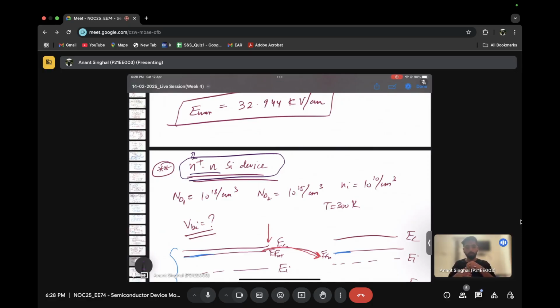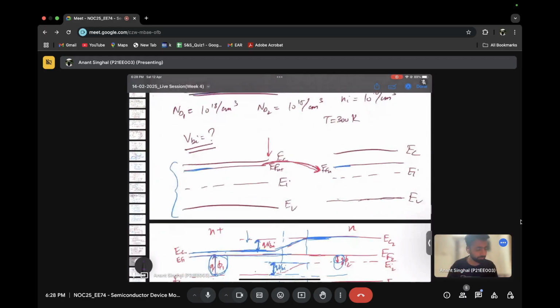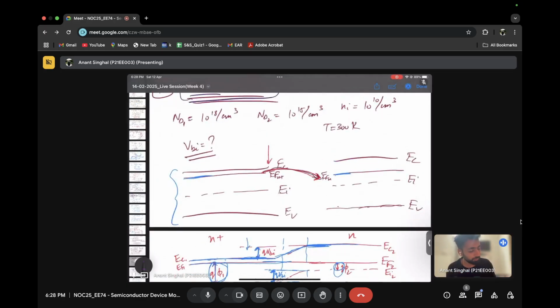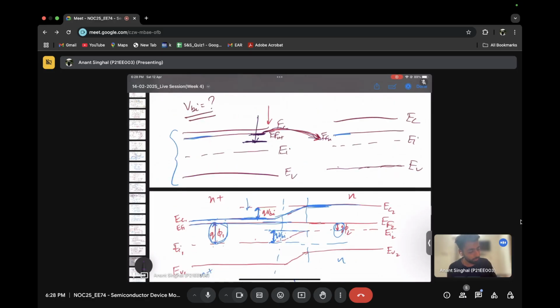So the Fermi level for N plus will be above, right? Yeah. What about the bands? The band will be bent down towards the N plus or N. So which part will go down? That is what I'm asking. So you see the electrons have gone from this Fermi level, from here to here. So this will go down, right? So this is how it looked like, if you remember.